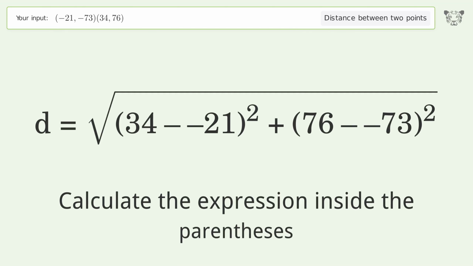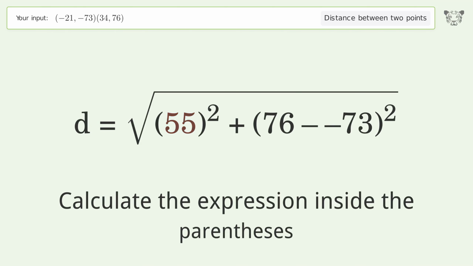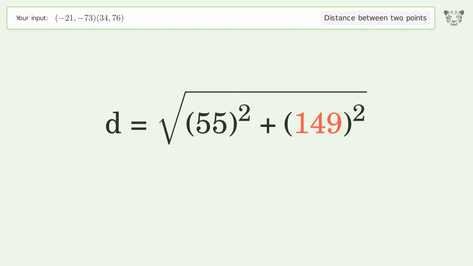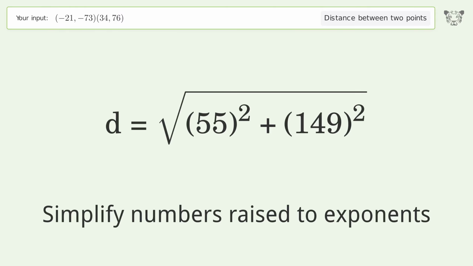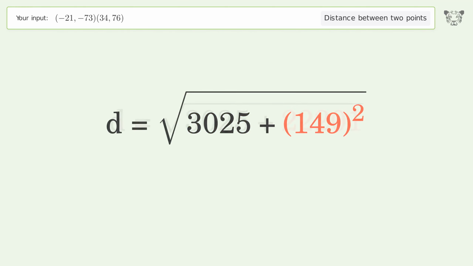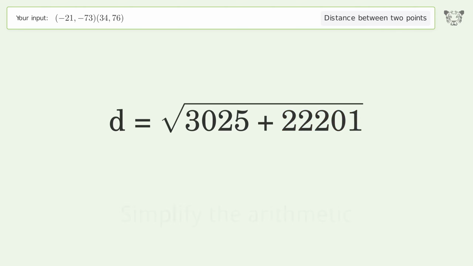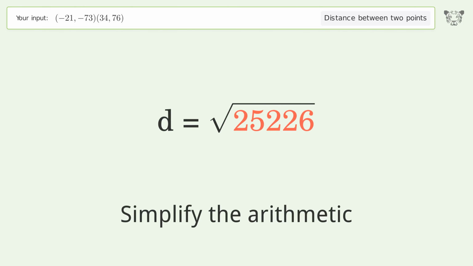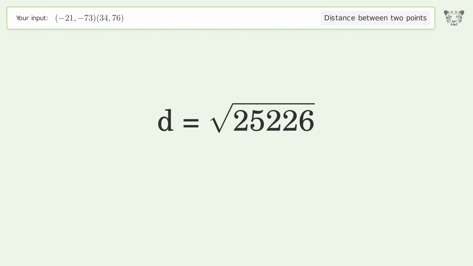Calculate the expression inside the parentheses. Simplify numbers raised to exponents. Simplify the arithmetic. And so the distance between the 2 points is the square root of 25,226, or 158.827.